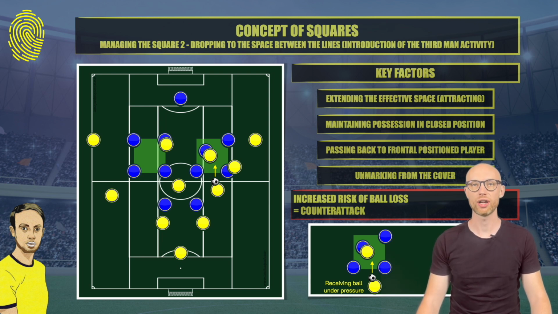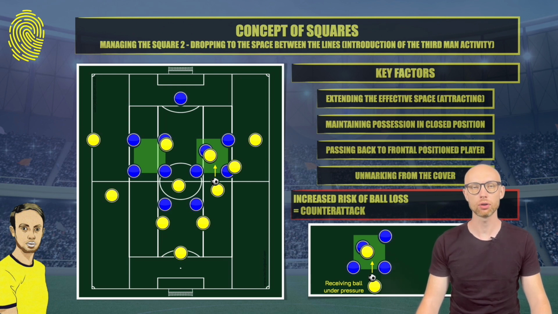In such a situation, dropping from the initial position will be vertical. The player moving to the central part of the square's space will receive the ball in a close position and under pressure from the opponent. Ineffective execution of this process can lead to losing possession of the ball and starting a counter-attack by the opponent. Therefore, it's crucial to remember the technique of releasing the ball in a close position.